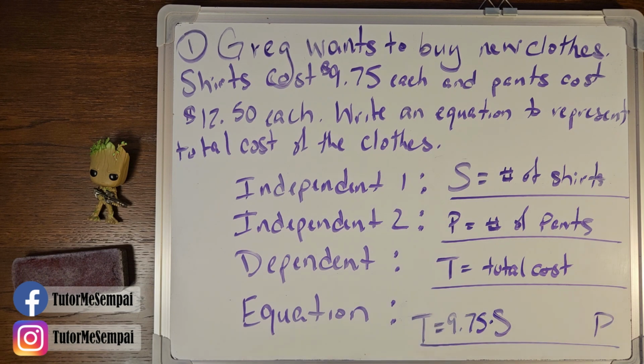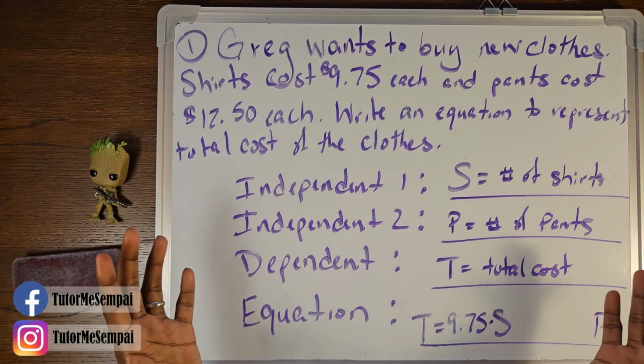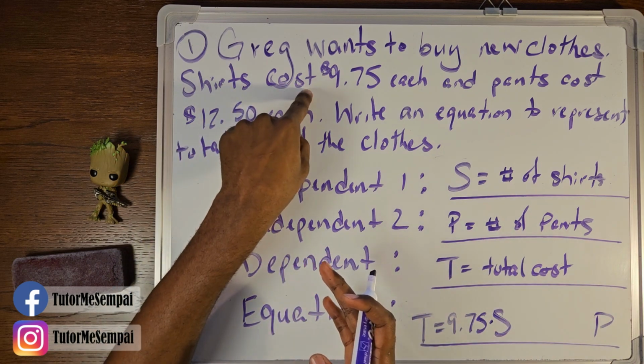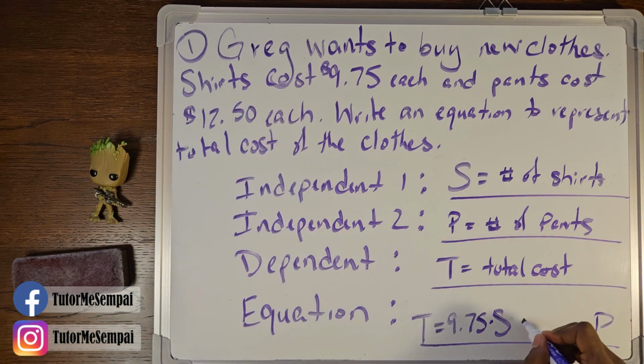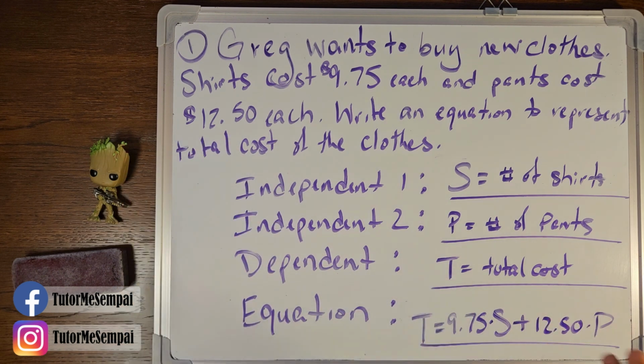$9.75 times S. And we're going to buy pants. So that's not going to be subtracted from how much your shirt's going to cost. This is in addition to. So we're going to add $12.50 times the number of pants that we buy. So when you look at this, you see that T is going to equal $9.75 times the number of shirts plus $12.50 times the number of pants.